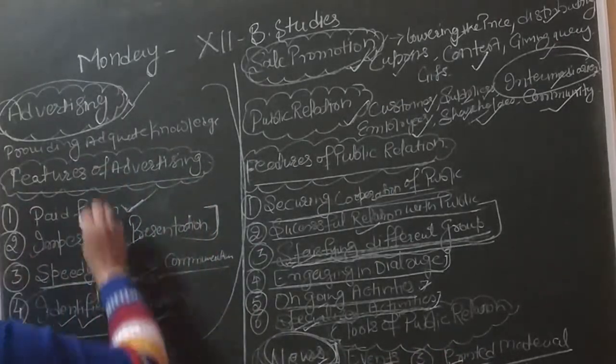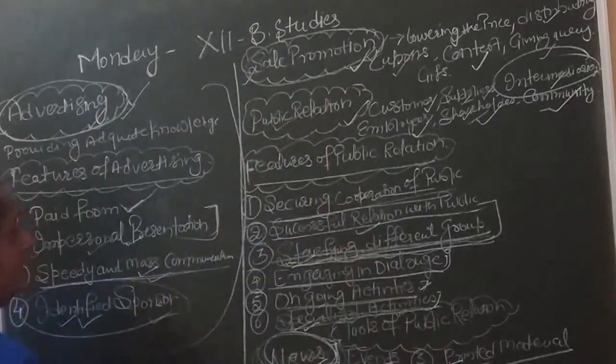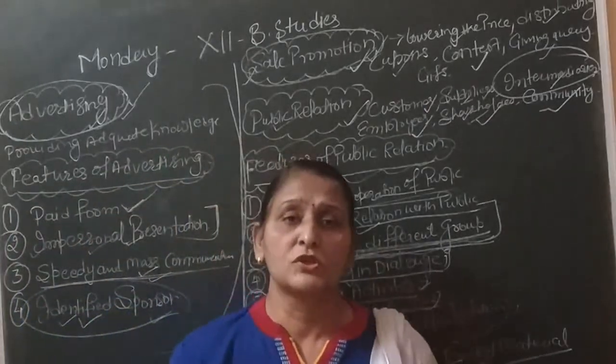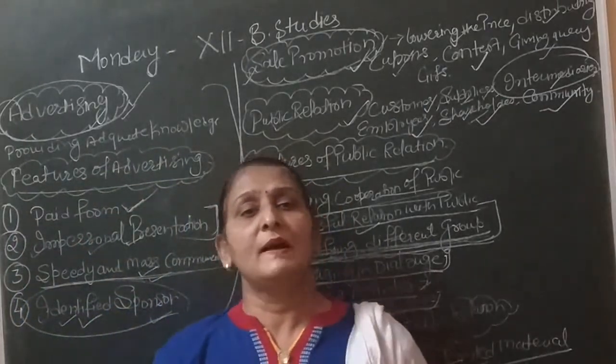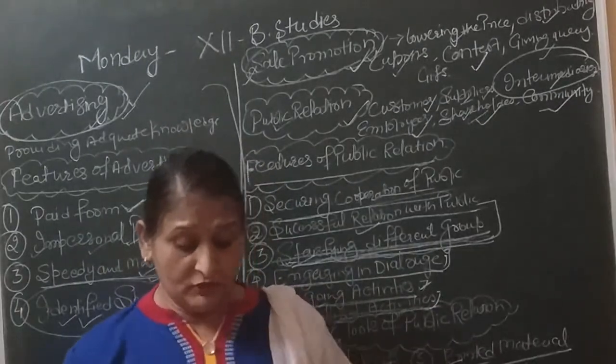So students, this was the concept of advertisement, sale promotion, public relation, features of public relation and tools of public relation. So with this topic, the unit of marketing is over now. Now you have to read, you have to prepare your marketing unit.